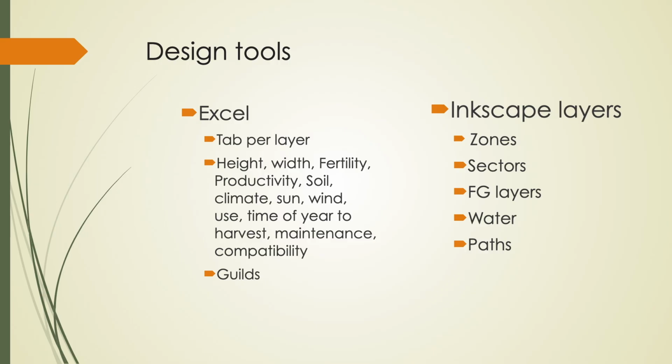So in terms of trying to take all that information and make some sense out of it, the two main tools I was using here were Excel and Inkscape. Excel really helped me to organise the information in a way that was useful to me. So I created a spreadsheet with one tab for each layer of the garden. One would be canopy layers, subcanopy, herbaceous perennials, and so on.